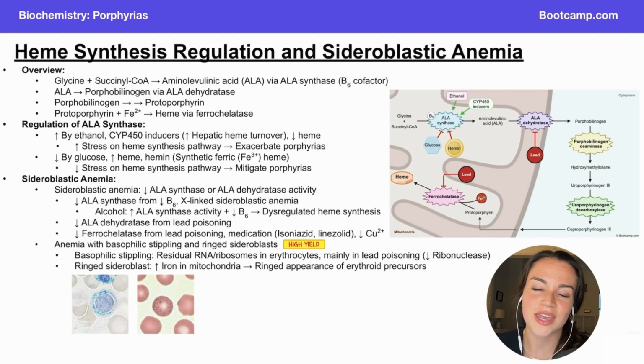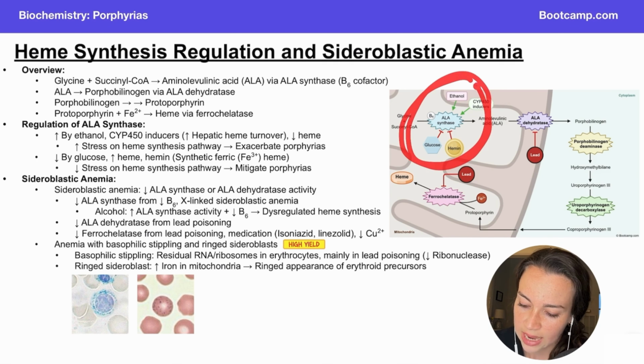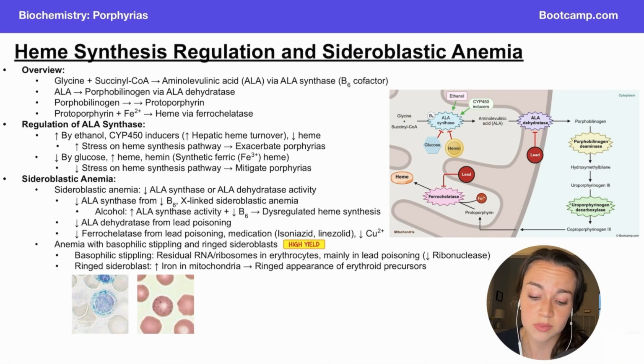Hi everyone, my name is Paige, and thank you so much for joining me for our lesson on heme synthesis, regulation, and sideroblastic anemia. So in the last video on heme synthesis, we talked about the rate-limiting step of heme synthesis, which also happened to be the first step, where we took glycine and succinyl-CoA and turned them into aminolevulinic acid, or ALA, via the enzyme ALA synthase.